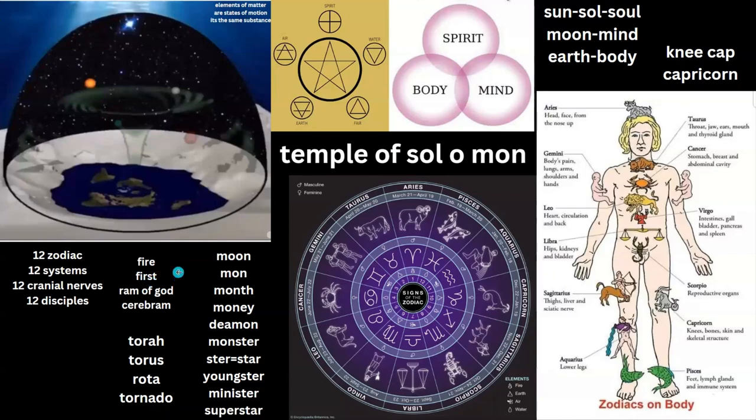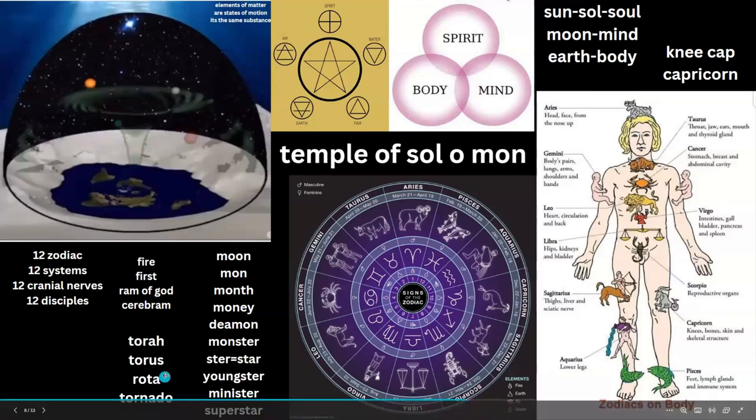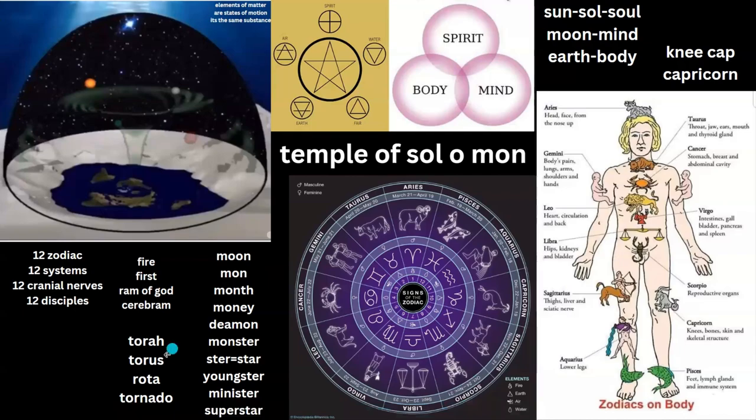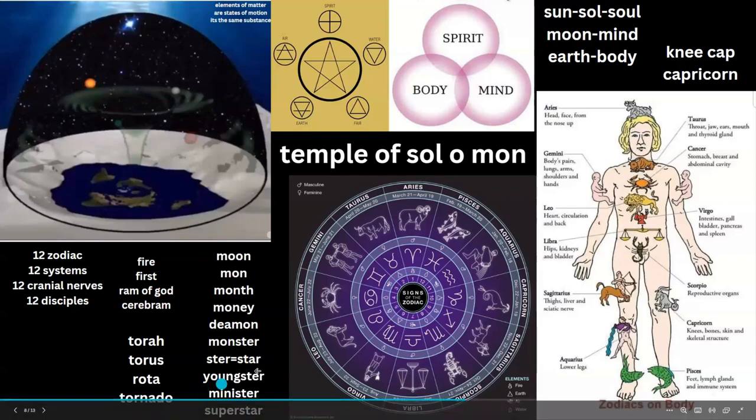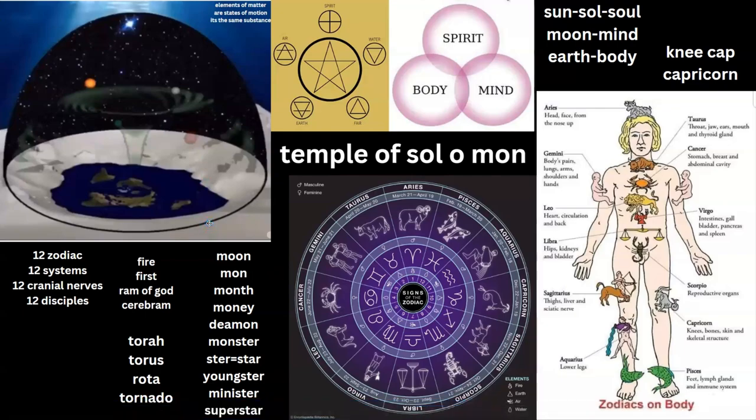Fire first, F-I-R, this is etymology. The cerebrum, ram, which is in the brain. Aries, the ram. Control with the head, the face, and the nose upwards. So it controls the cerebrum, the Torah, which is, I'm pretty sure it's a Hebrew Bible, which is the Taurus. Tornado comes from the Taurus field. You see? Everything's inside of you. It all goes back to the Taurus field, and the Taurus field is everything.